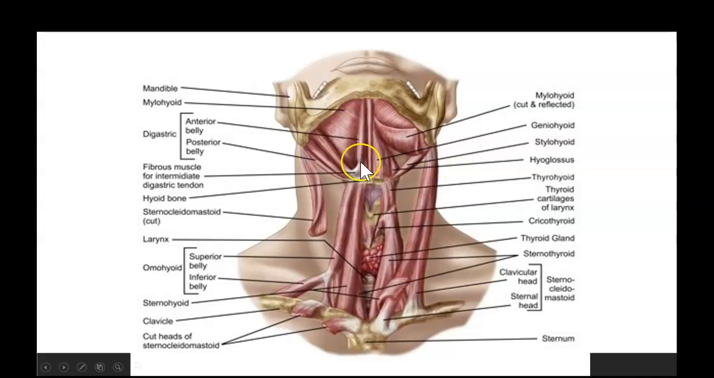So you can see some of the muscles more superiorly. Here's our hyoid bone, and inferiorly we have some of what we call strap muscles of the neck. And this hyoid bone is suspended. It doesn't connect to any other bone in the body. It is suspended by 22 muscles and ligaments.